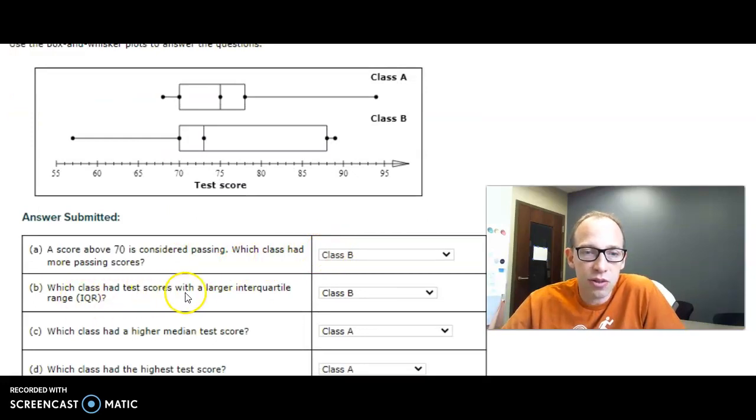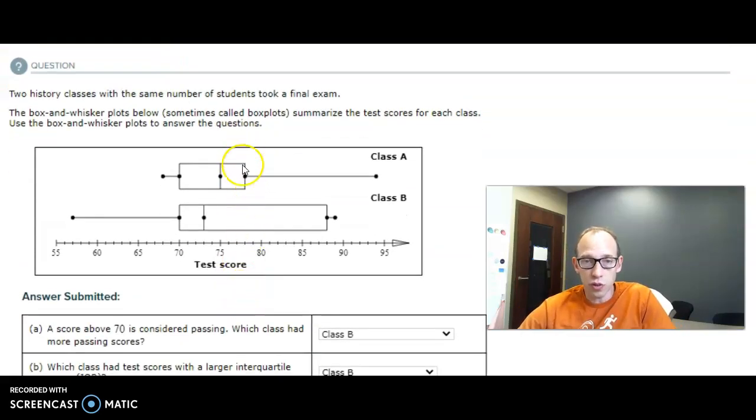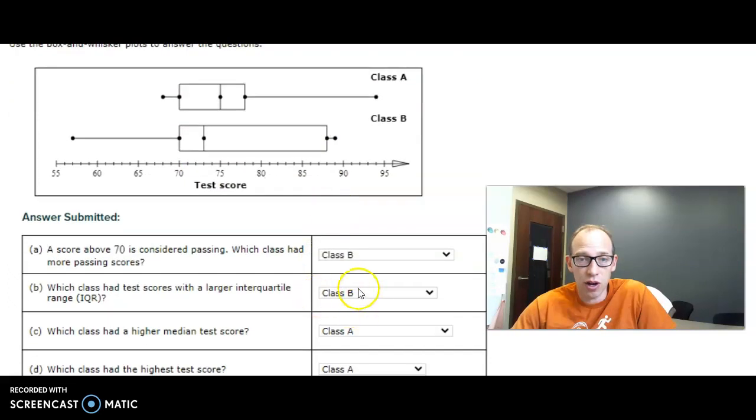Which class had test scores with a larger interquartile range? So interquartile range is the difference between Q3, which is the 75th percentile, and Q1, the 25th percentile. But you can very quickly see this by the size of the box. Your IQR is the size of the box. And class B certainly has a bigger IQR. That one's easy to see visually.